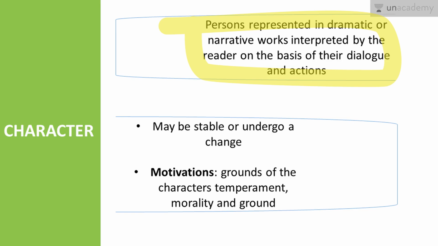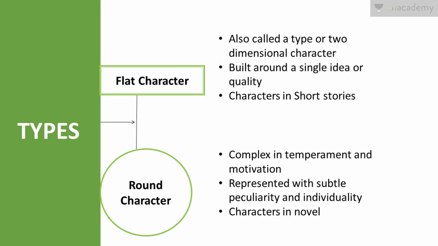Whatever motivates or drives a character, the basics of their temperament and morality, are called motivations. A character may remain the same throughout the story or the character may change, and depending on this, we have two types of characters, flat and round characters. Flat characters are the ones that do not change throughout the story. These characters are also called two-dimensional characters, and they're usually built around a single idea or quality. Usually the characters of short stories are flat characters.